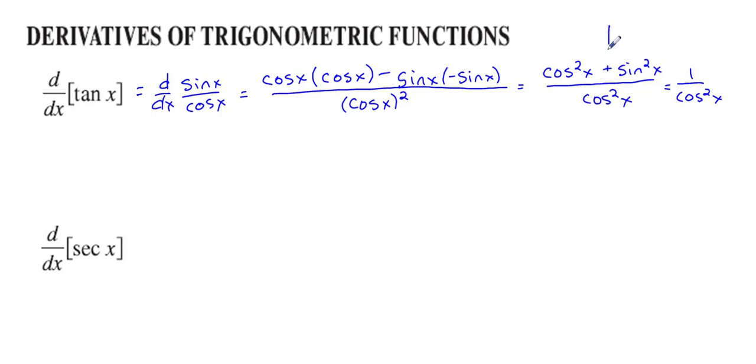See this guy right here? Yes, I see it now. This means you better factor before you cancel, right? Right. All right, 1 over cosine squared.